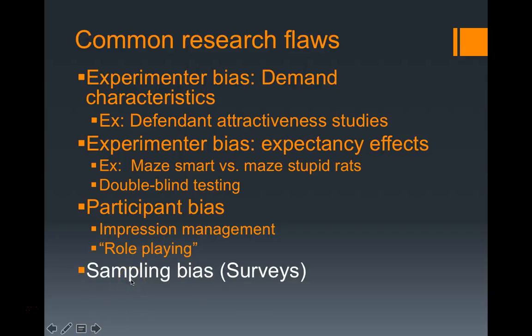We already talked about sampling bias a little bit when we were talking about surveys. We have to worry about selection bias. We need to do random and representative kinds of sampling.